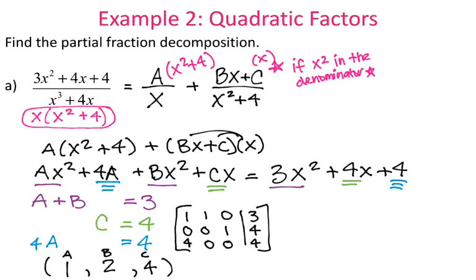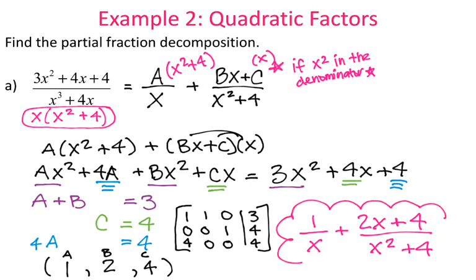So for this one, A is 1, so I have 1 over x plus, and Bx plus C, so B is 2, and C is 4, all over x squared plus 4. All right, so that takes care of partial fraction decomposition with linear factors as well as quadratic factors.